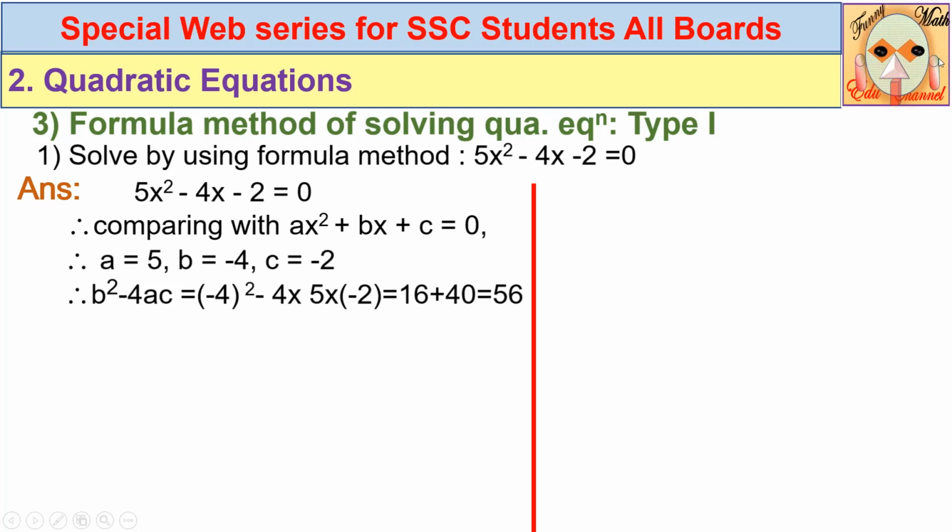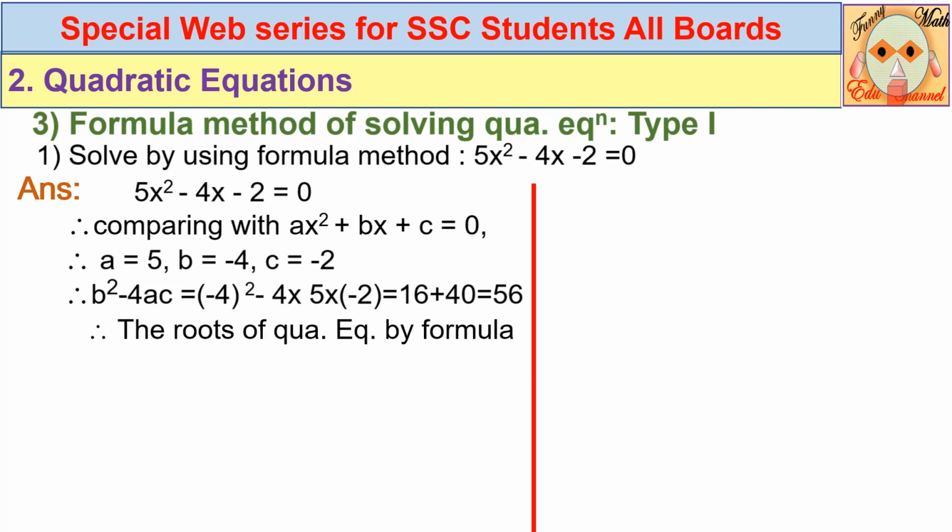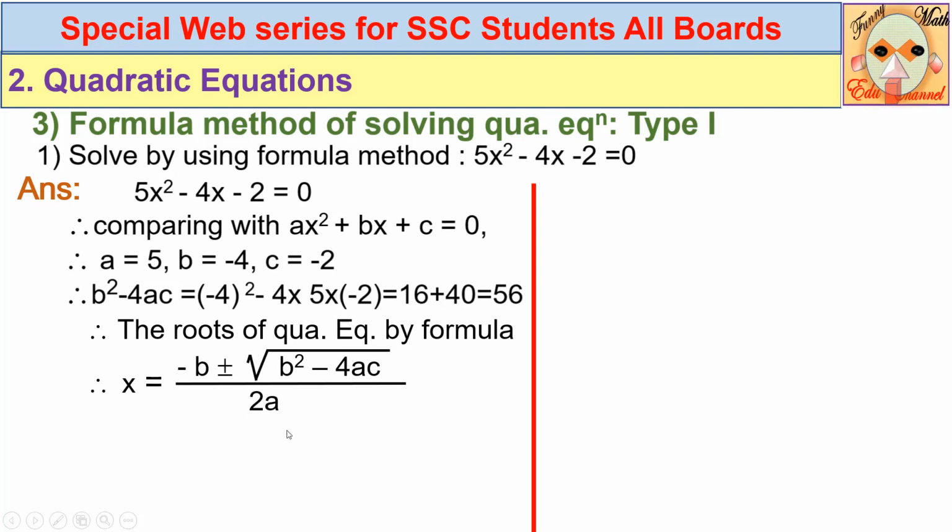Now in the formula method we are going to write down the roots of the quadratic equation by formula. x is equal to minus b plus or minus under root b square minus 4ac divided by 2a. Now we are going to substitute the values. Minus b was minus 4, that I have directly written as plus 4, because minus minus gives you plus 4. Plus or minus sign as it is, under root 56, because this is the value of the discriminant, that is b square minus 4ac, and divided by 2 into 5, because a is 5. So we have substituted the values in the formula.